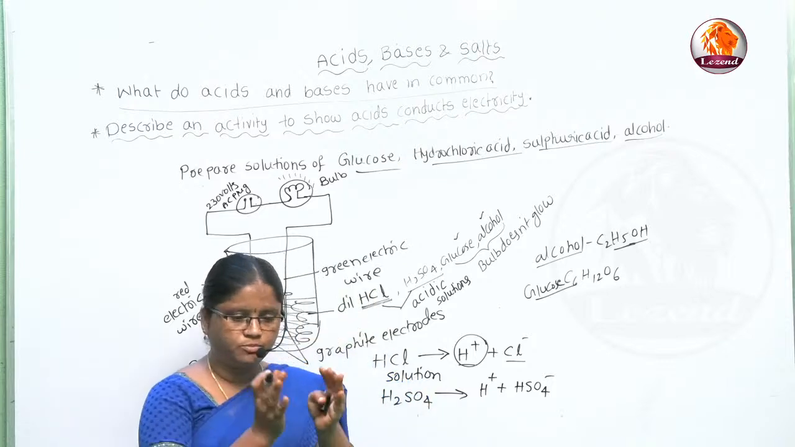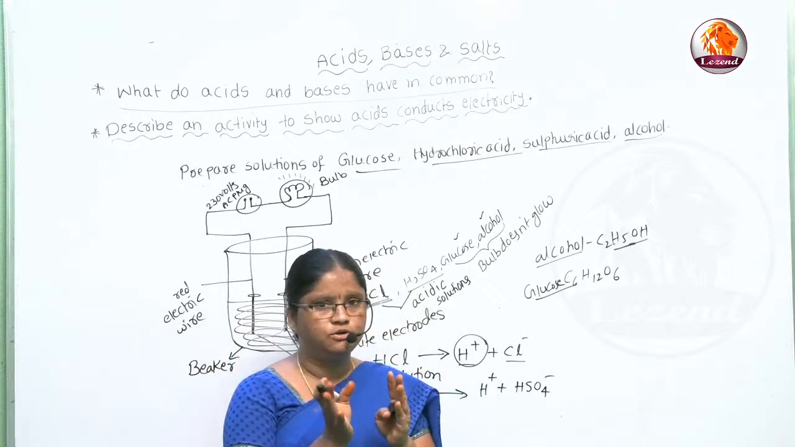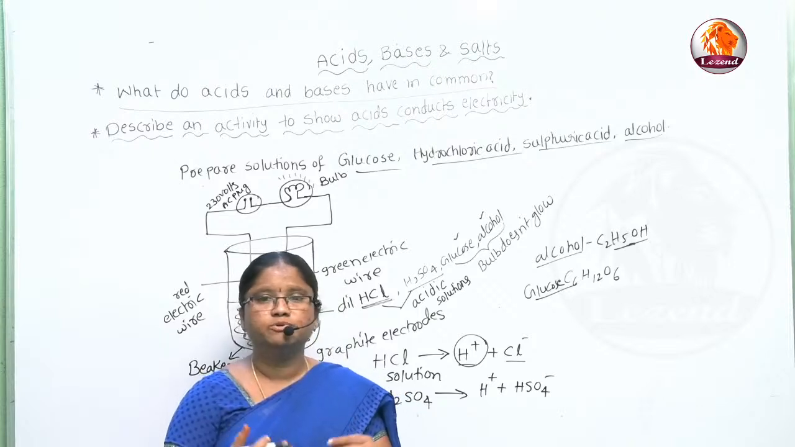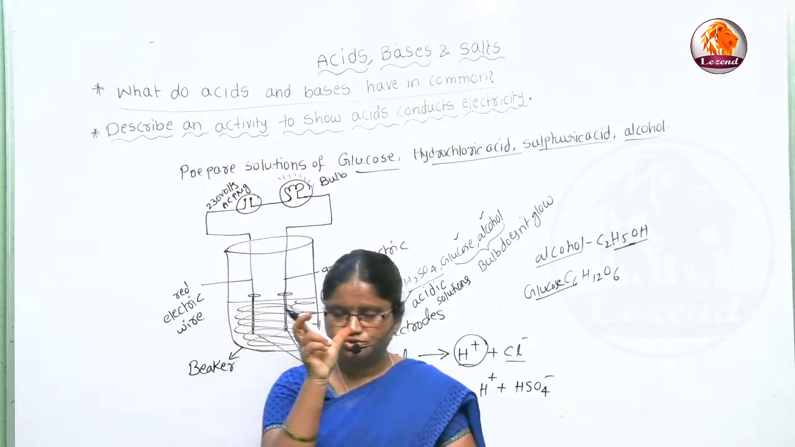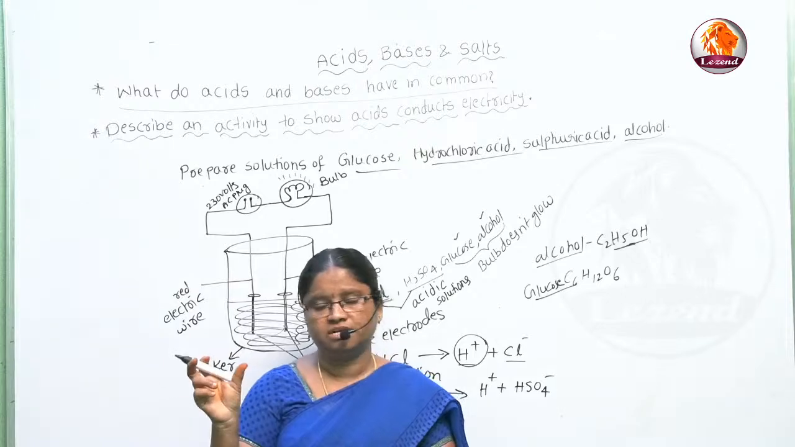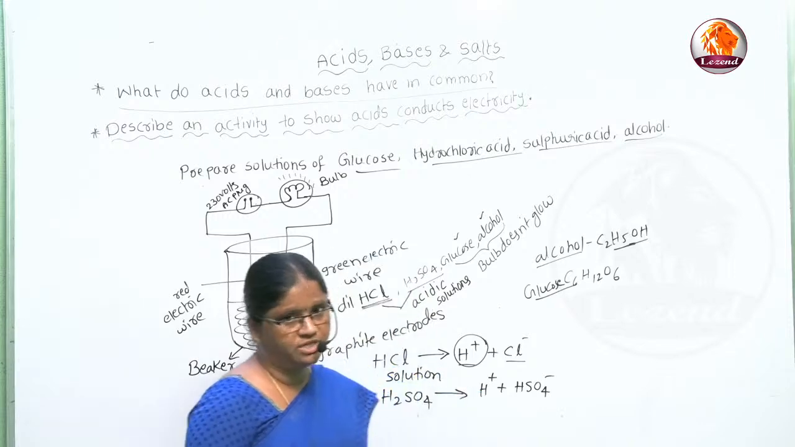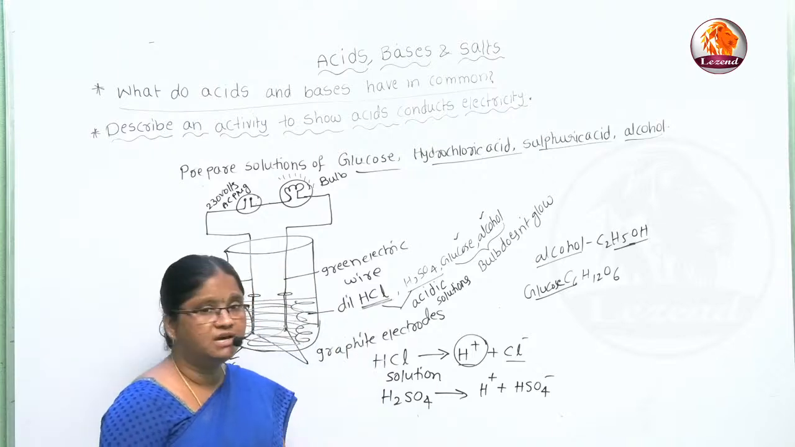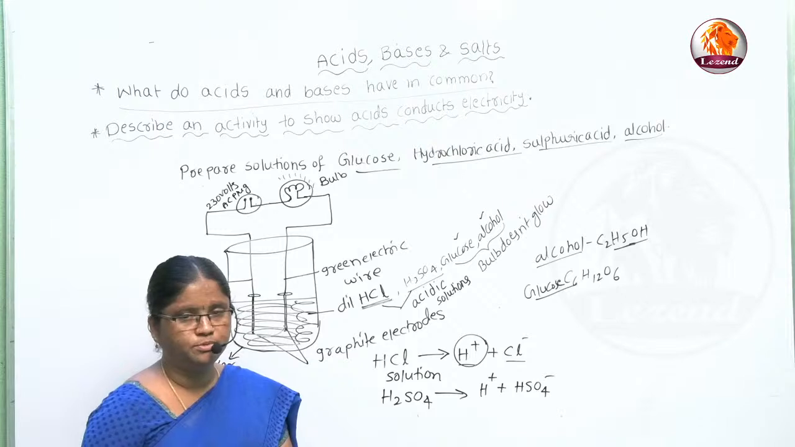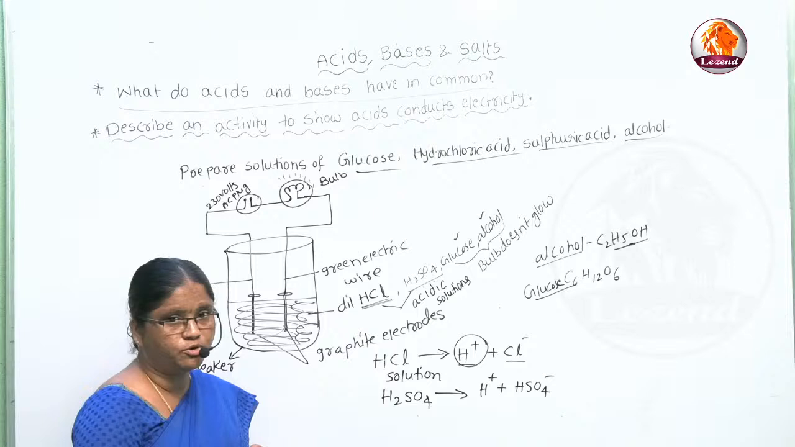If a compound contains hydrogen, we cannot confirm that it is an acid. Acids have hydrogen in common, but not all compounds containing hydrogen are acids. With this activity we can prove that, because glucose and alcohol, even though they contain hydrogen, don't show the acidic property, because there is no movement of hydrogen ions in the solution. Only the movement of hydrogen ions is responsible for the acidic property of acids.